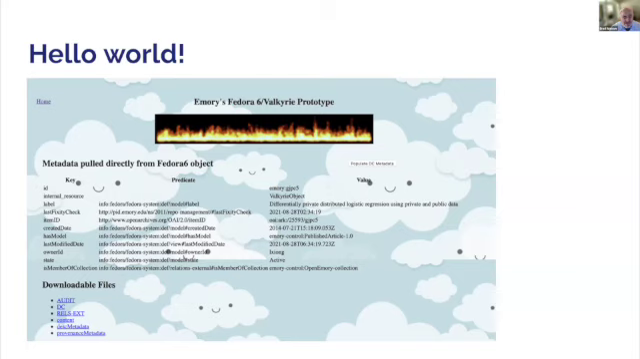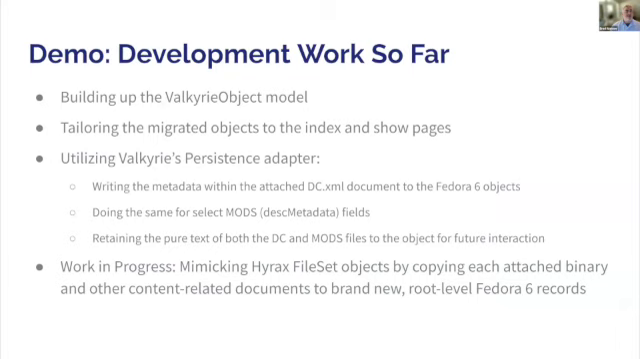But this is a working instance of Valkyrie reading the values out and also being able to show the predicate and the value. And this is one piece of a migrated object in this situation. Before, we did have RDF metadata attached. Let's go ahead and move on.